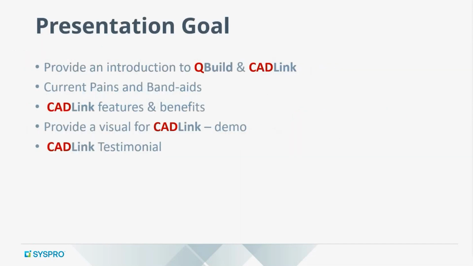Okay, so today we're going to do a few different things. I'm going to start with an introduction to QBuild and CADLink. We'll talk about some of the current pains and band-aid solutions that you might be implementing if you're in need of CADLink. And we'll talk about features and benefits of CADLink before providing a visual or a demo of CADLink, and then we can talk about a testimonial and where you can find more.